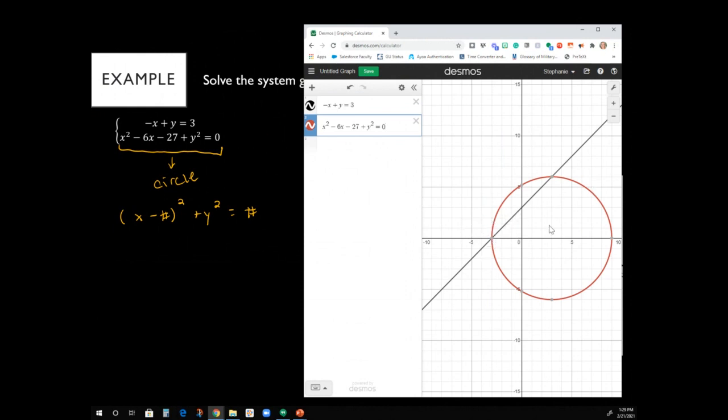It takes less than a minute to type this in and to get your solutions. Versus if we tried to put it in the form so we can graph the circle, that probably would take at least 5 minutes just to go through the completing the square process and then having to graph it. So Desmos, wonderful. Just plug in your equations here, and then you see we've got 2 solutions and what they are.